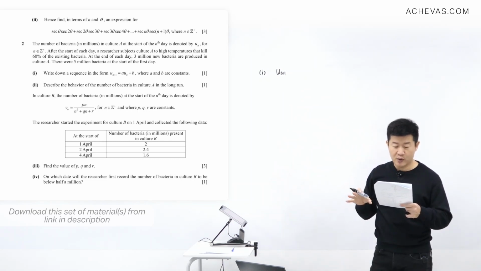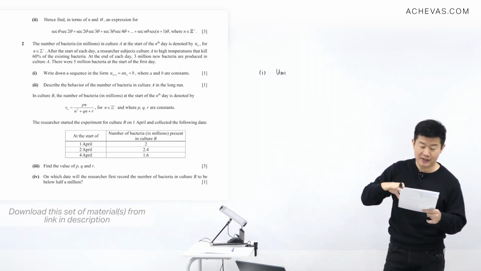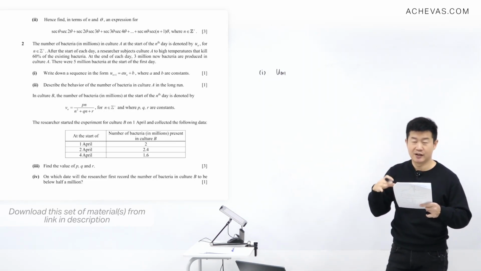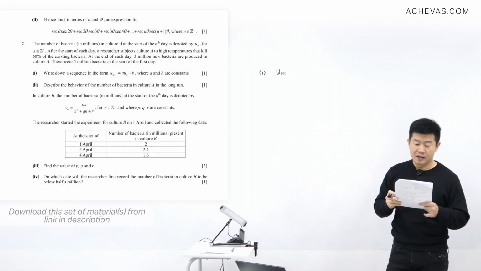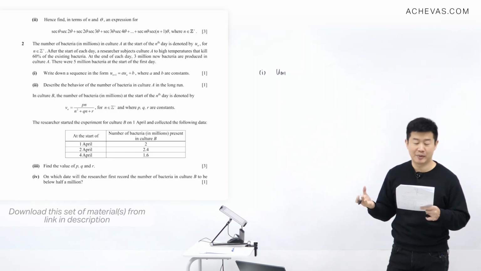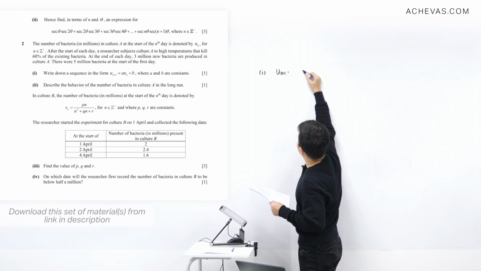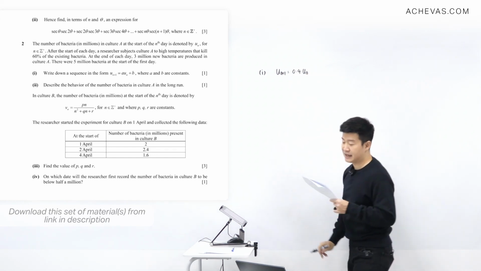And according to what the question says, the next day is going to be dependent on the previous day. In the previous day, which is the nth day, 60% of the existing bacteria is going to be killed by the high temperature. So on the previous day, if it started off as Un, then 60% is going to be killed, so I'm going to be having 40% left.